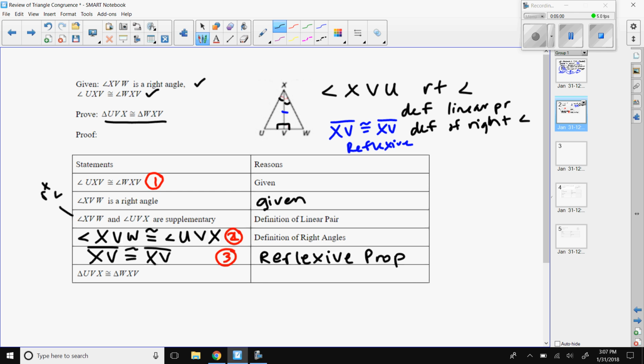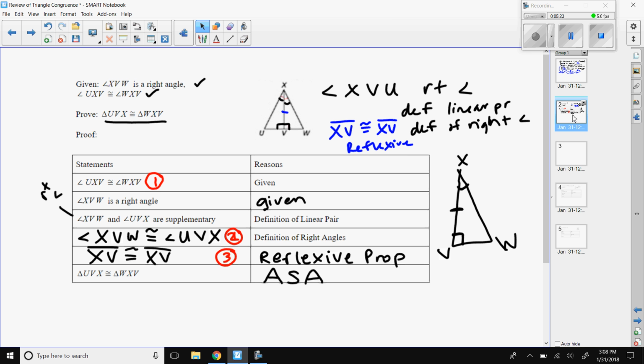So if you look at your picture, and if I were to take out just one of those triangles, I have this angle here. I look at just XVW. On this side, I can see I have an angle, a side, and then an angle, which means that I'm going to be using ASA for this one. Okay, so there's some work for you to do for that one.